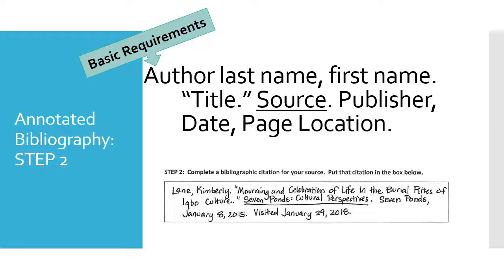So author's last name, comma, the author's first name, the title in quotation marks, the source underlined, the publisher, the date, and the page location. The one thing that I have added at the end of mine in the handwriting is the date that I visited. So you can see that the date that this was published was January 8th, 2015, but I actually visited the website on January 29th, 2018, and I've listed both of those dates.